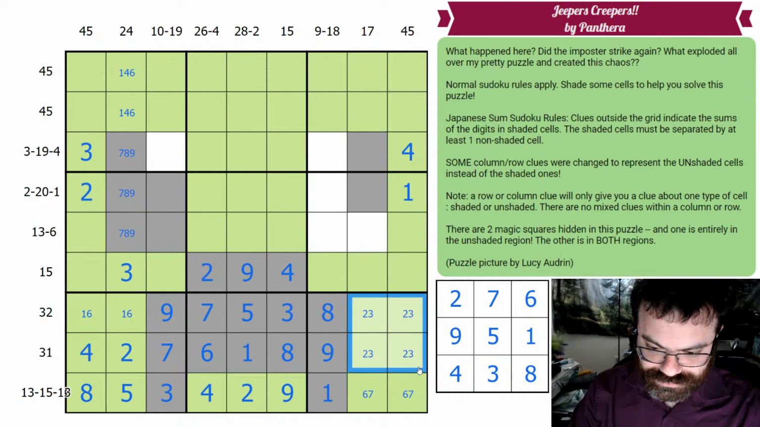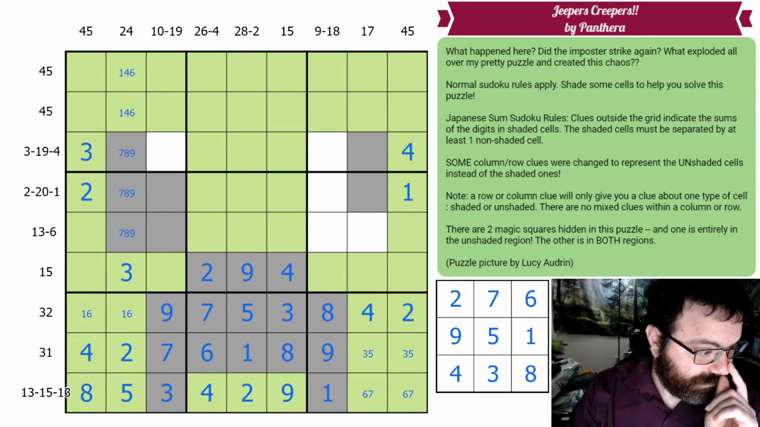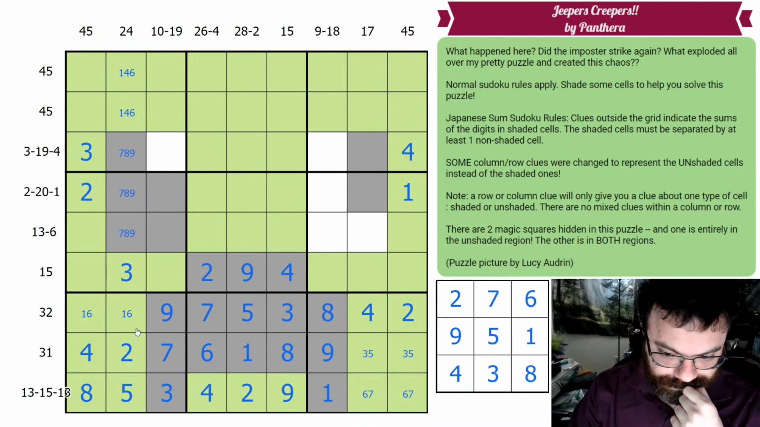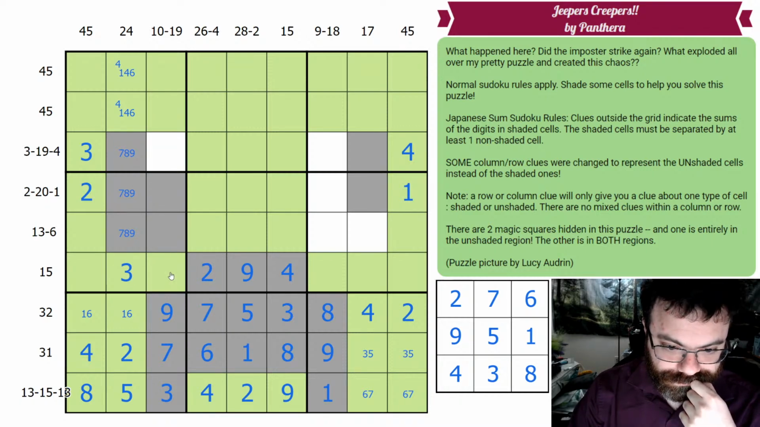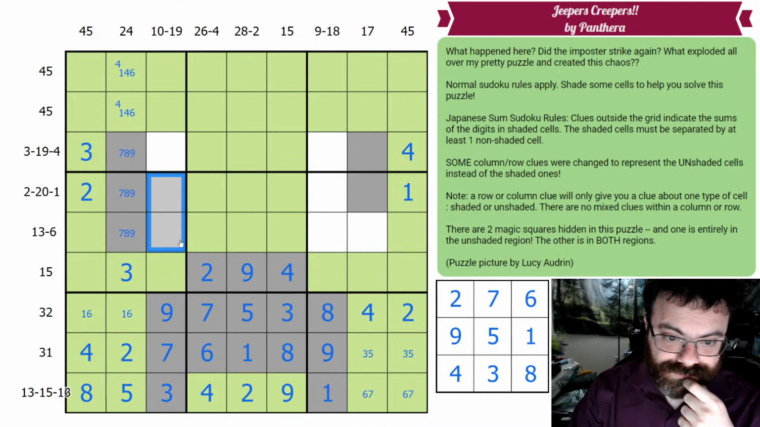We need a 2, 3, 4, 5. These aren't 4. That's not 4. The 4 goes here. 2 goes here. These are 3, 5. All right. So 4 up here. I don't think I've ruled out 4, 6 from here yet.